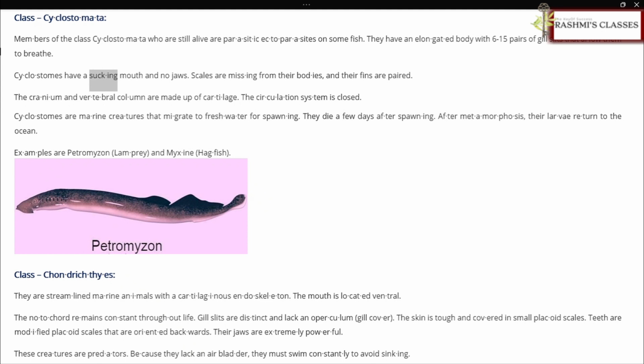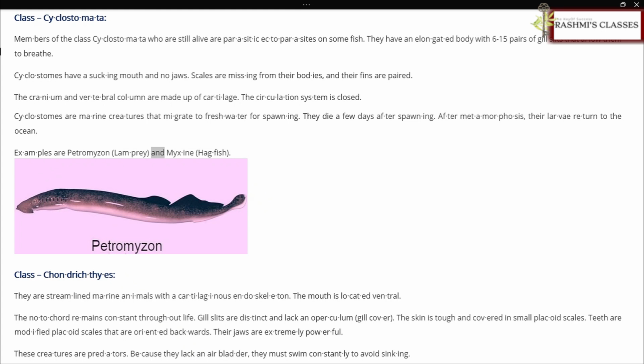Cyclostomes have a sucking mouth and no jaws. Scales are missing from their bodies, and they lack paired fins. The cranium and vertebral column are made up of cartilage. The circulatory system is closed. Cyclostomes are marine creatures that migrate to fresh water for spawning. They die a few days after spawning. After metamorphosis, their larvae return to the ocean. Examples are Petromyzon, lamprey, and Myxine, hagfish.